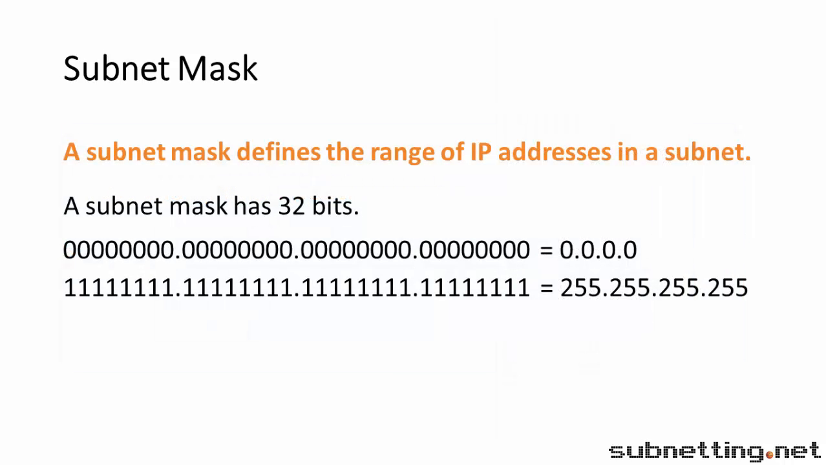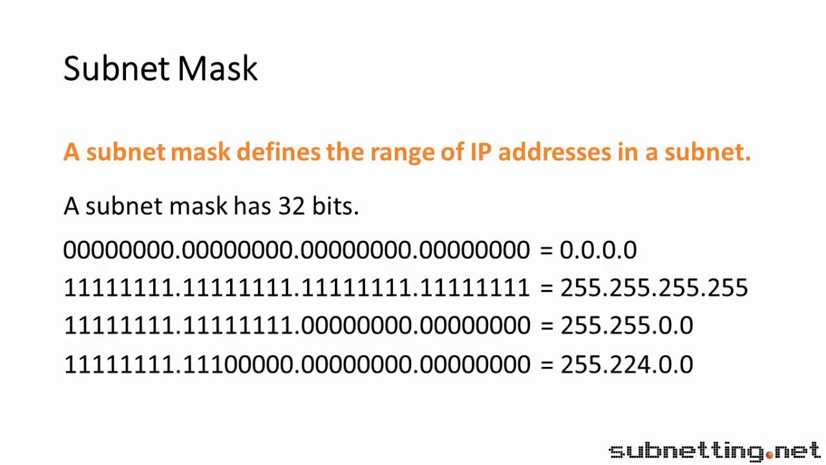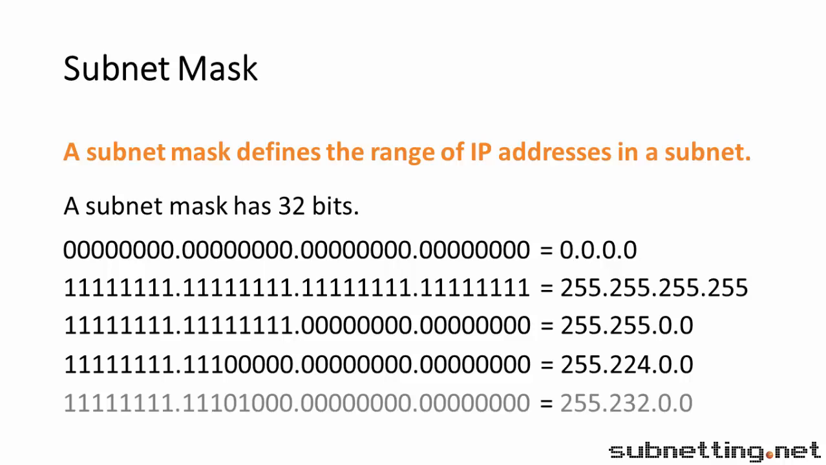Here are some more examples of valid subnet masks and their decimal equivalents. Notice they are all 32 bits, and they all have some number of ones followed by zeros. Here is an example of an invalid subnet mask. When the number is listed in binary, it's easy to spot that this is an invalid subnet mask because it's obvious that a 1 appears to the right of a 0, and that's not allowed.